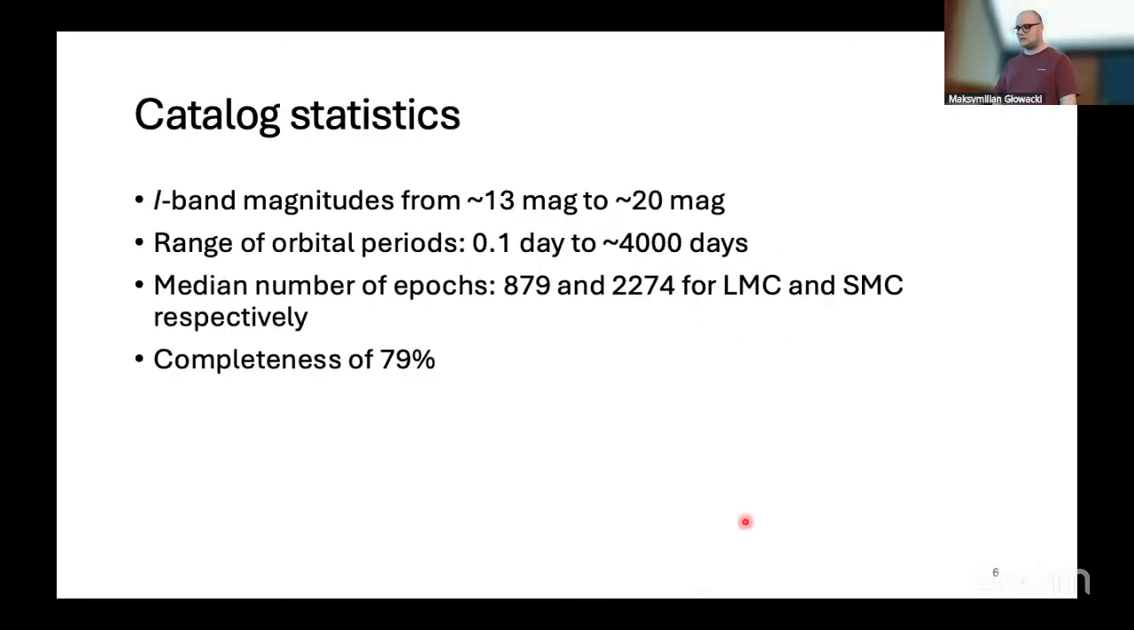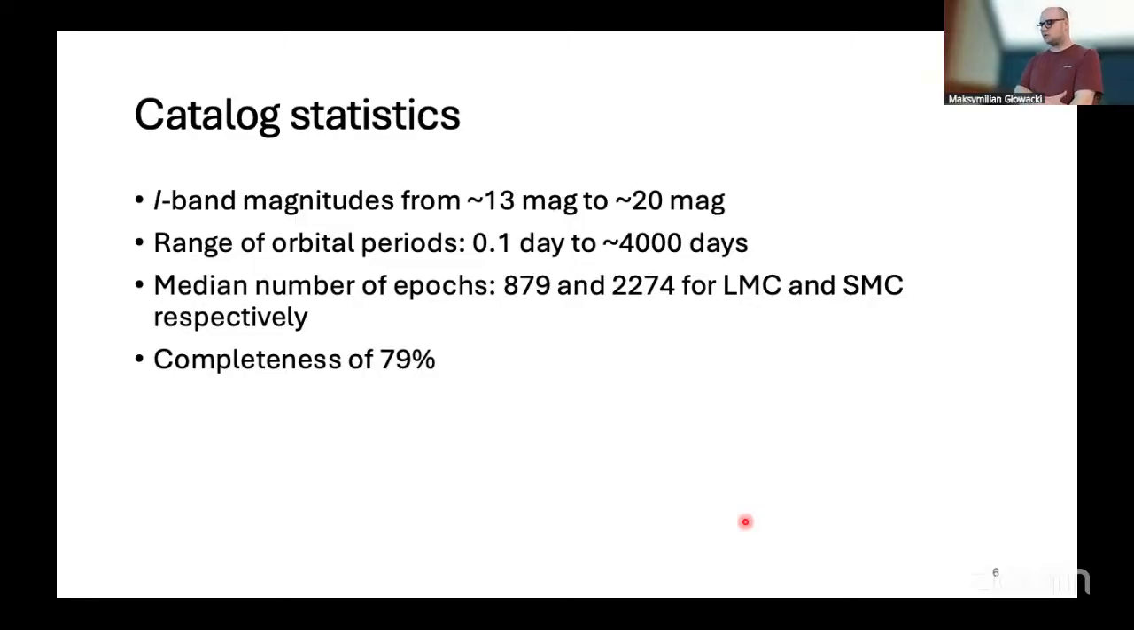So in the new catalog, we have stars with magnitudes ranging from 20 to 13, and this is limited by the capabilities of our telescope. We searched for periods from 0.1 to 10,000 days, but realistically, we have objects with orbital periods from 0.1 day to 4,000 days. The median number of objects found for the LMC and SMC are 879 and 2,274 respectively.